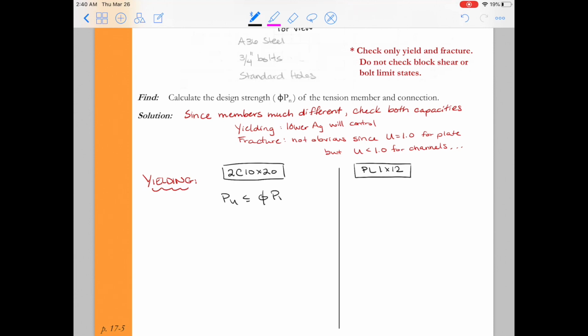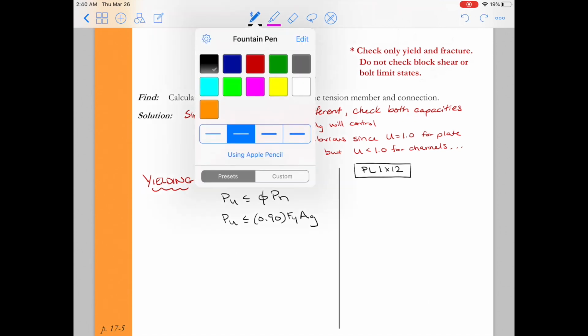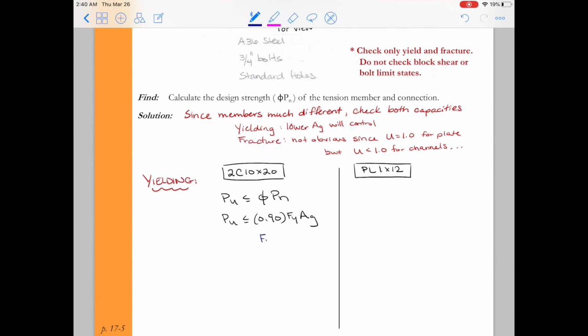Alright, so we'll start with our general design equation. P sub u has to be less than or equal to phi Pn. So P sub u for yielding has to be less than or equal to 0.90, because that's our phi factor for yielding, times Fy times Ag. So we recall that for A36 steel, Fy is 36 ksi.